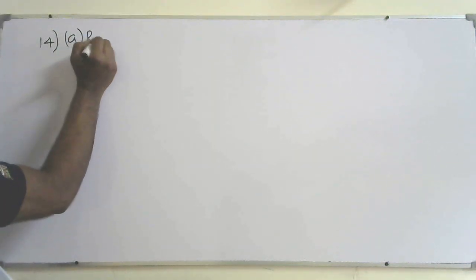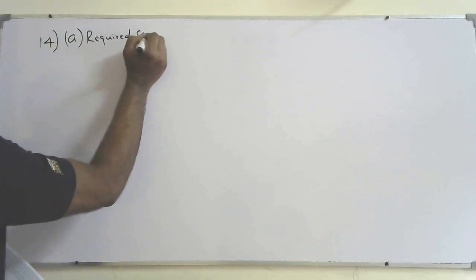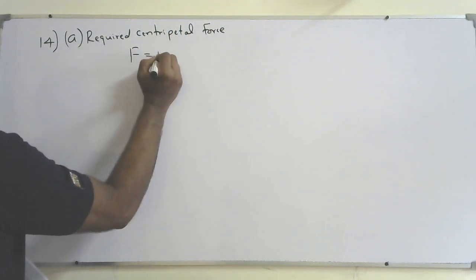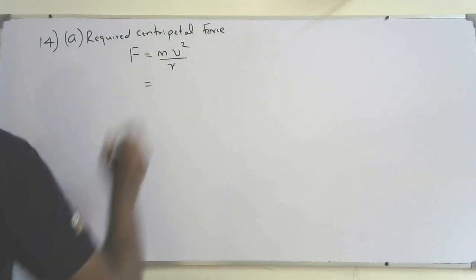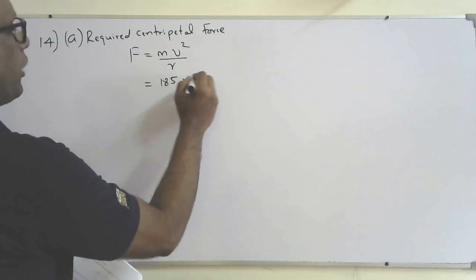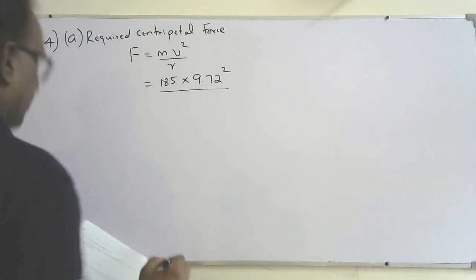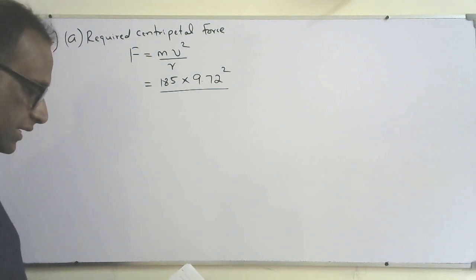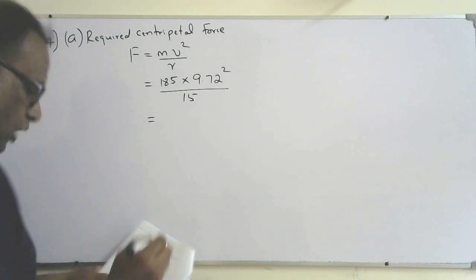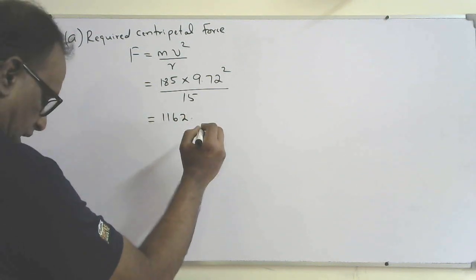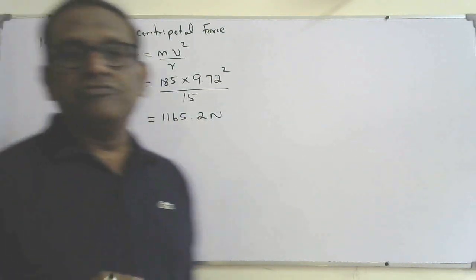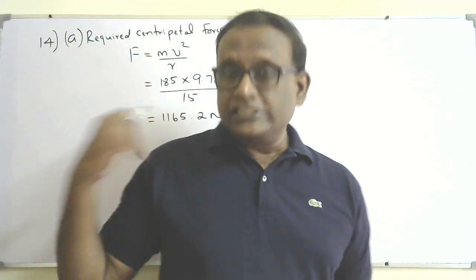So the required centripetal force F equals mv squared over r. We know the mass of the go-kart is 185 kilograms. The speed is 9.72 meters per second, and the radius of the curved path is half the 30 meter diameter, so it should be 15 meters. Solve it, you will get 1162.652 newtons. So this is the required centripetal force to move on that curved path, which is provided by the friction.